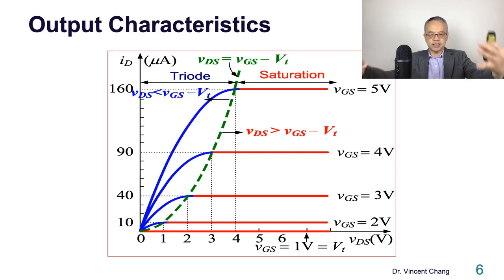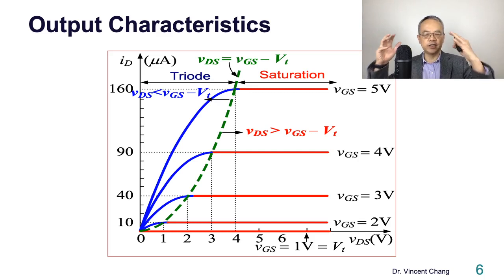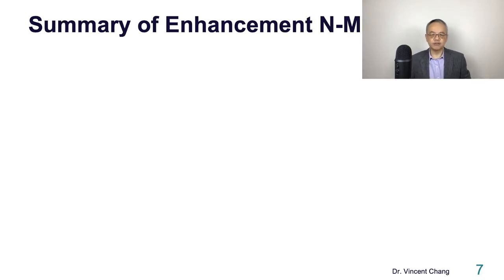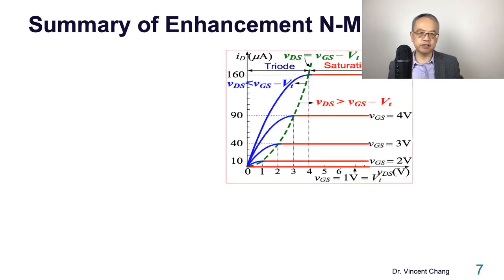This is the comprehensive picture of the device, the output characteristic, ID versus VDS. The blue curve represents the characteristic when the transistor is in the triode region. The family of red curves represents the characteristic when the MOSFET is operated in the saturation region, triode versus saturation. This is the summary: ID versus VDS is the output characteristic.